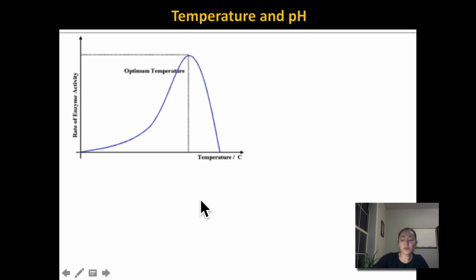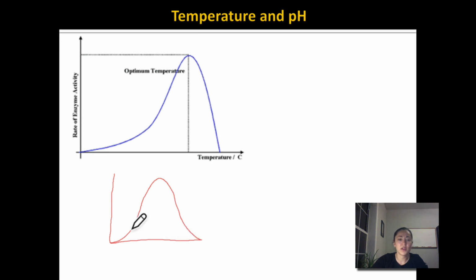So why do we always see this bell-shaped curve? No matter what, you will always see a curve like this, where it goes up and then down. And this is when we're talking about the effect of temperature. Well, the reason that it's increasing here is the molecules are moving faster. So the substrate and the enzyme are coming together more often because they're moving faster. So there's more of a chance for that substrate to enter the active site.